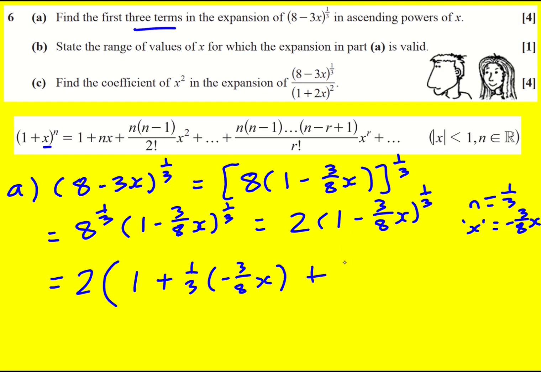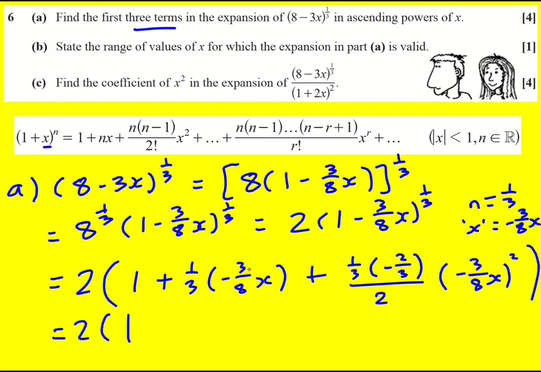And then it's going to be plus a third times a third minus 1, which I'm just going to go straight for and say it's minus 2 thirds, all over 2 factorial, which is just 2, times minus 3 over 8x, all squared. Before I multiply out the 2, let's just simplify this. The third and the 3 are going to cancel, so I'm going to be left with minus 1 over 8x.